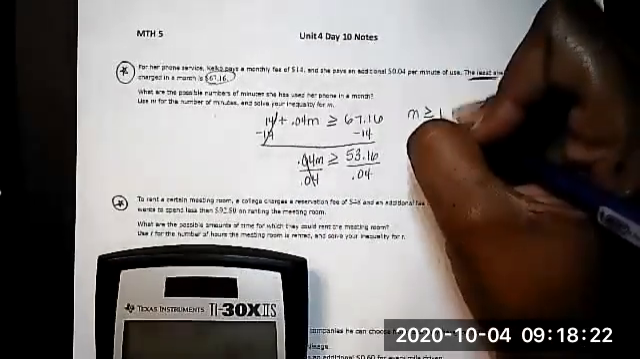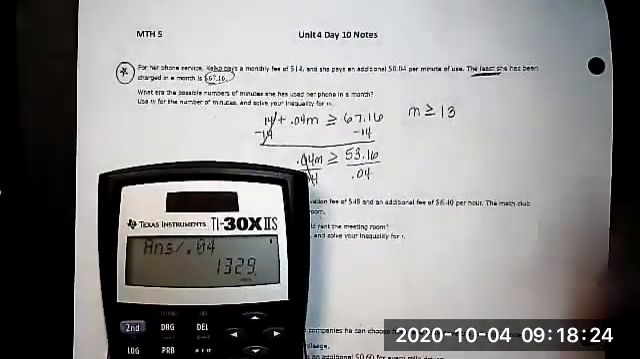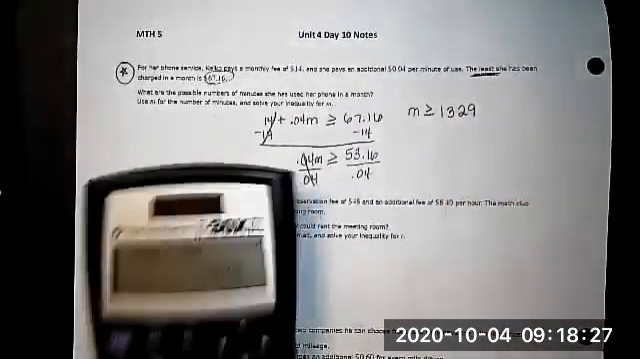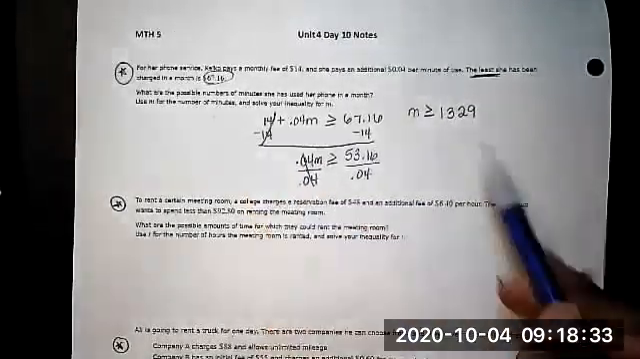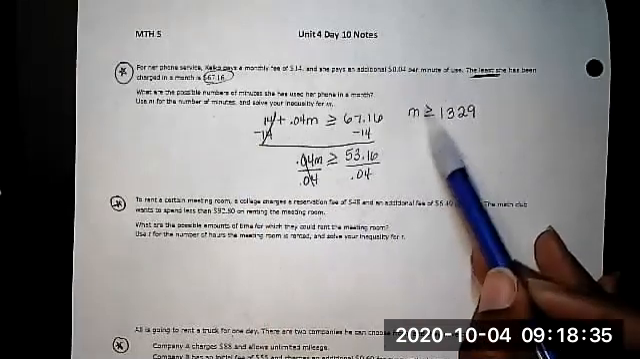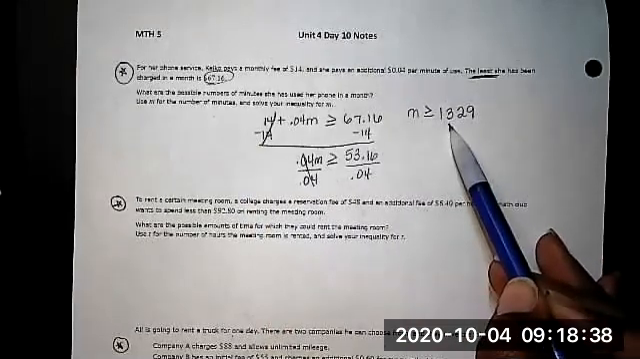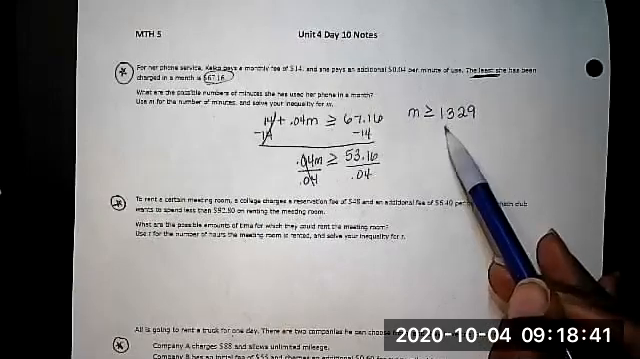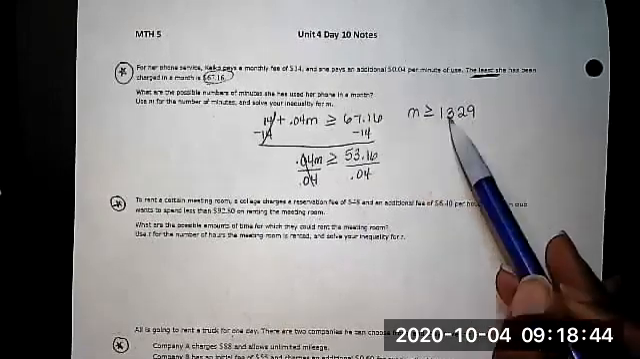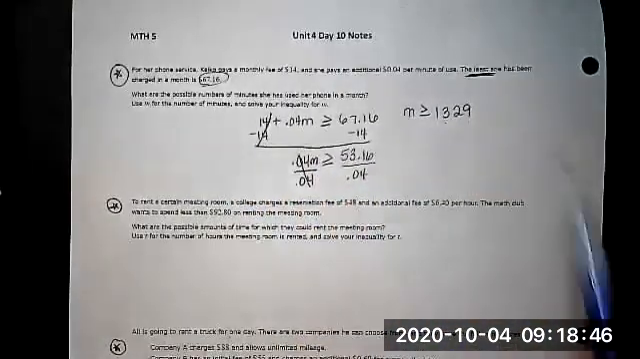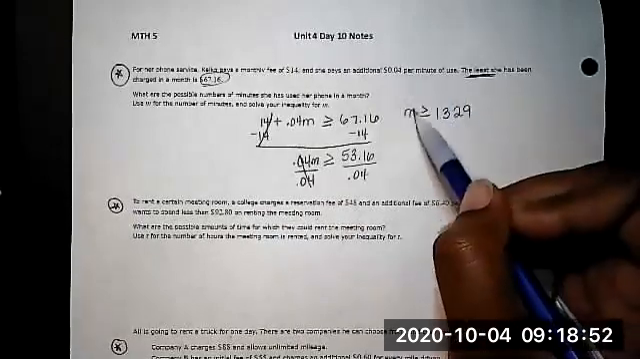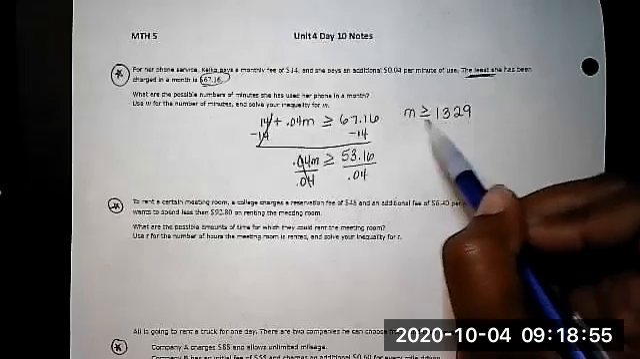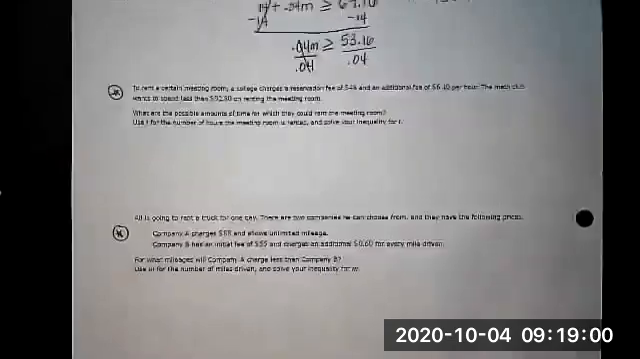And I get 1329. Okay. So in that case, what is it asking you for? Basically, 1,329 minutes or more. Or more is what she has been using a month. So 1329 or more minutes. So that's why m, the minutes she used, is greater than or equal to 1329 as an answer. Okay. All right, let's go to the next one.